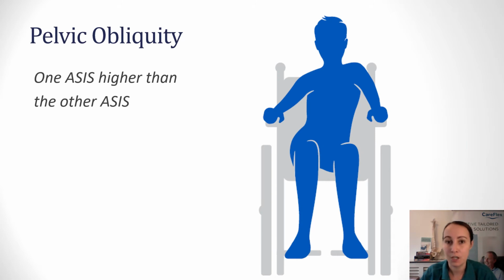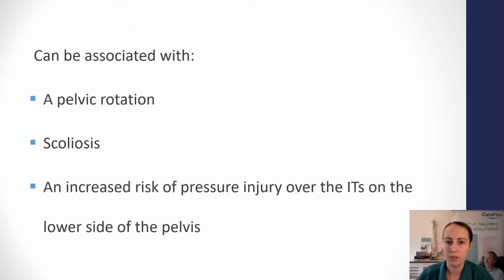Next, we have pelvic obliquity. During the objective assessment, when we palpate those bony landmarks, what we may find is that one ASIS is higher than the other ASIS. So, for example, in this image here, you can see that the right side of the pelvis is higher than the left side. This would indicate a pelvic obliquity. Pelvic obliquity is often associated with a pelvic rotation, which we will cover shortly.